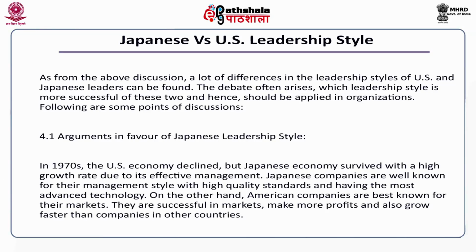In the 1970s, the US economy declined, but the Japanese economy survived with a high growth rate due to effective management. Japanese companies are well known for their management style with high quality standards and most advanced technologies. On the other hand, American companies are best known for their markets. They are successful in markets, make more profits, and also grow faster than companies in other countries.